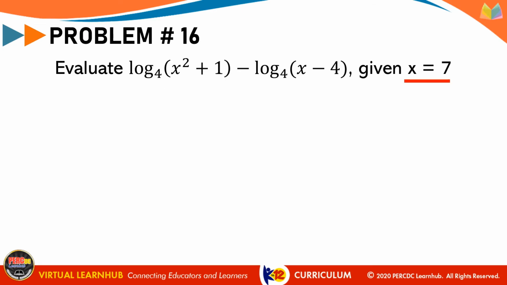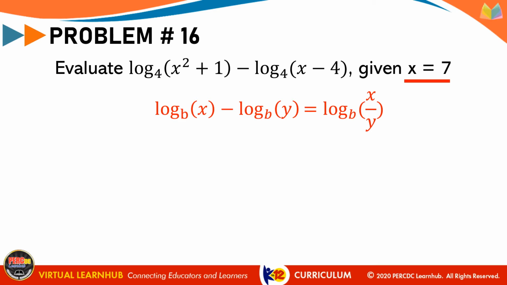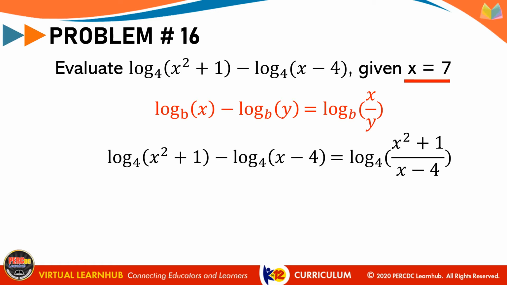Problem number 16. Evaluate log of x squared plus 1 to the base 4 minus log of x minus 4 to the base 4, given that x is equal to 7. In our problem, we have subtraction of logarithms with the same base, so we will be using the property log of x to the base b minus log of y to the base b is equal to log of x over y to the base b. So log of x squared plus 1 to the base 4 minus log of x minus 4 with base 4 is equal to log of x squared plus 1 all over x minus 4 to the base 4.